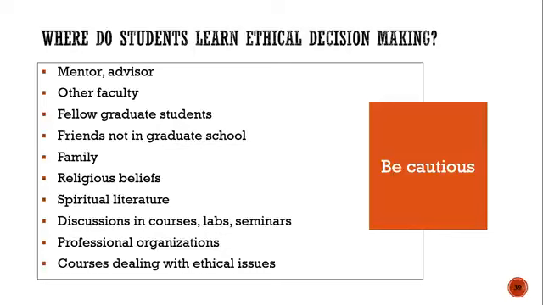Where do students learn ethical decision making? From their mentor, from faculty members, from their friends, from family, from different literatures, different labs, seminars, organizations, right? So one should learn ethical practices from various sources. So be cautious and follow the research ethics, that it is very important and it is very relevant for young researchers who are recently venturing into the ocean of research.